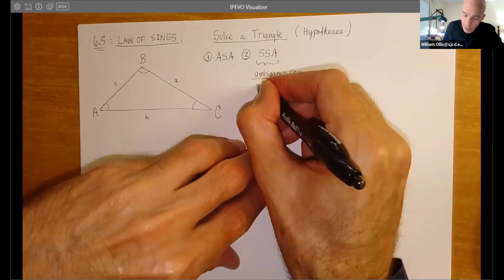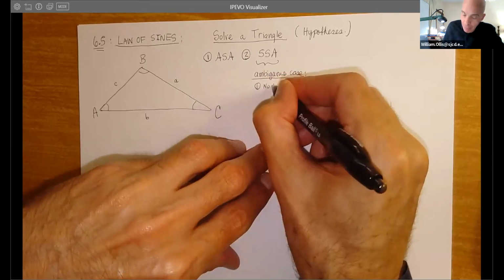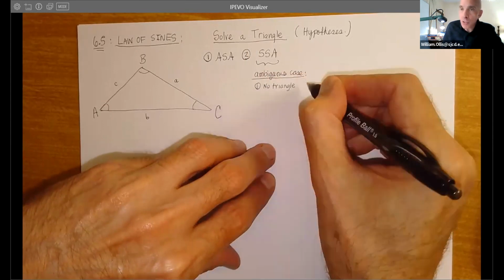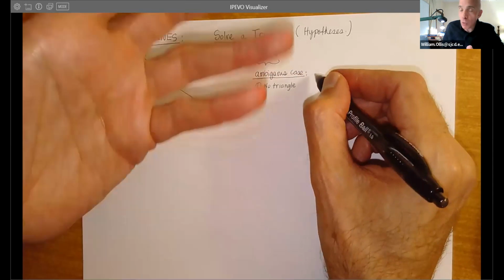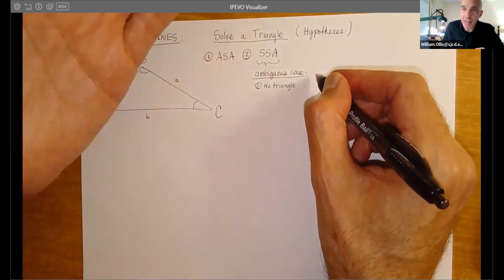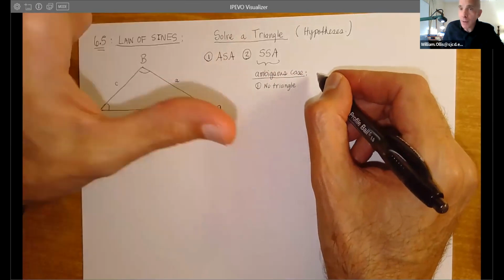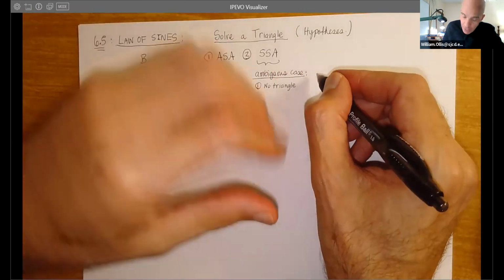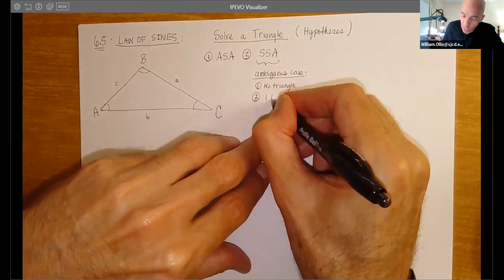So first, just like with any case, we could have no triangle. Maybe the hypotheses do not support the sine equations, and so we get an equation that has no solution. So if the equation has no solution, then the actual geometric object does not exist. And then for 2, we might say, well, we just have one triangle.